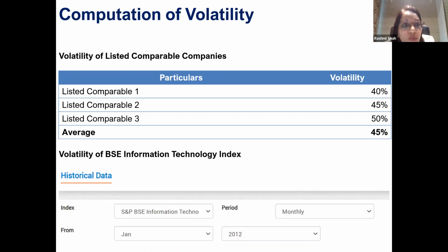Anybody in the group who has used implied volatility or used other sources to capture volatility, they can enlighten us right now or at the end of the session. We can wait for a minute for somebody to unmute and speak.